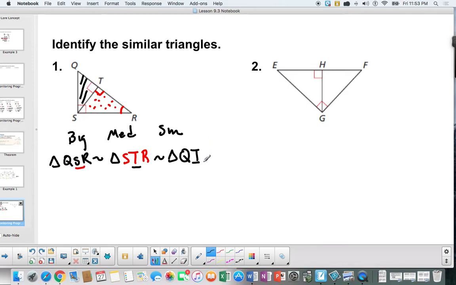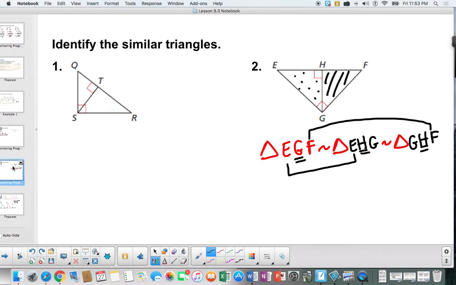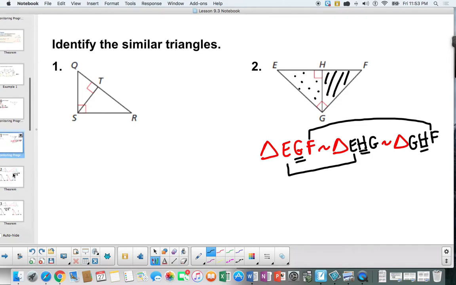There's only one letter left, and that is S. And that's how you set up all the letter order for the three triangles. Give it a try for number 2. And here is the answer.